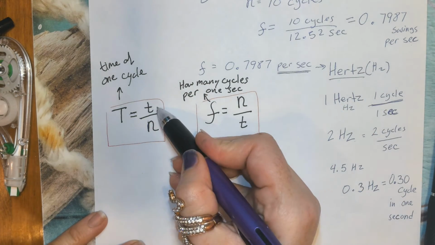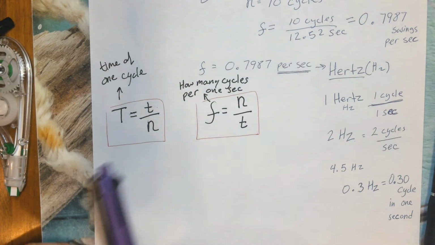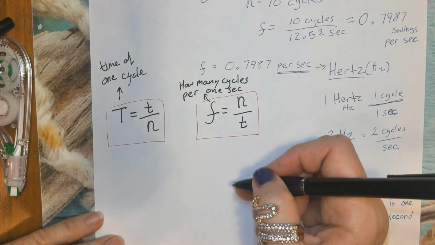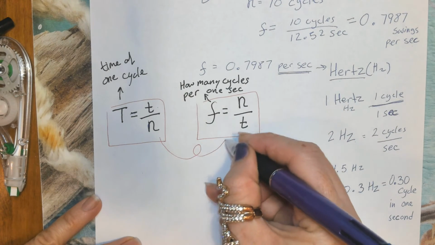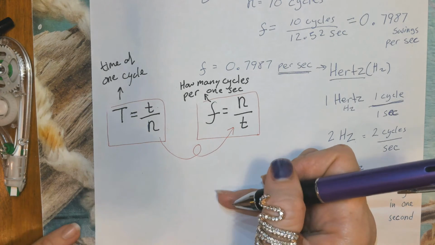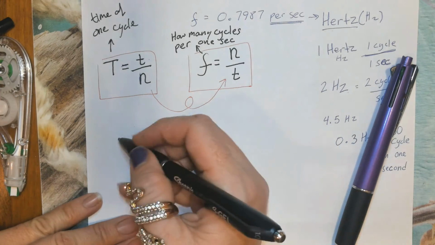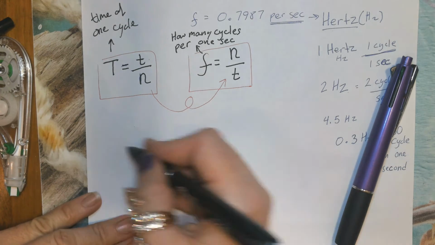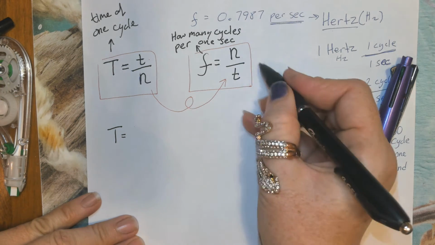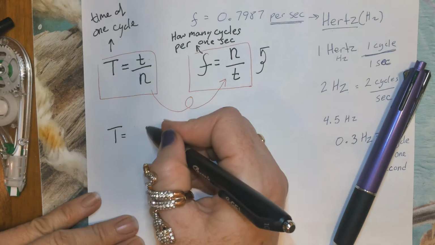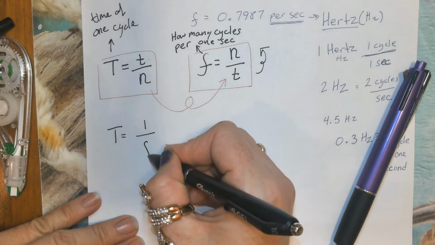Okay, what do you notice about period and frequency? Period equals T divided by N, and frequency equals N divided by T. They are reciprocals. T divided by N flipped over is N over T. That's called a reciprocal, and you might remember that from fractions. Another word is an inverse. T equals the flipped over of frequency. That's called an inverse, and we can write that as 1 over F.